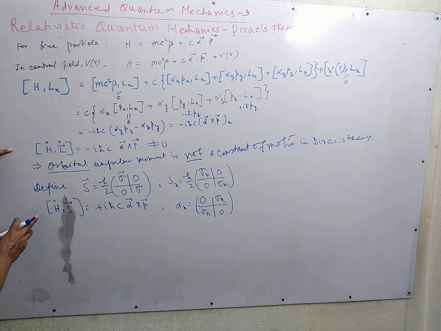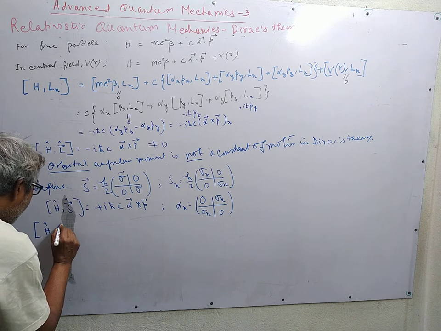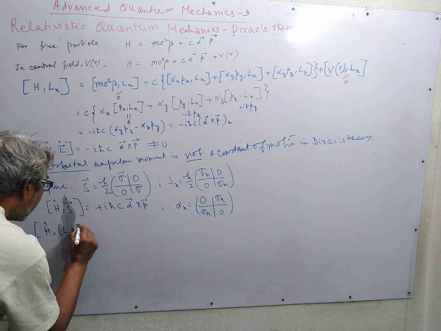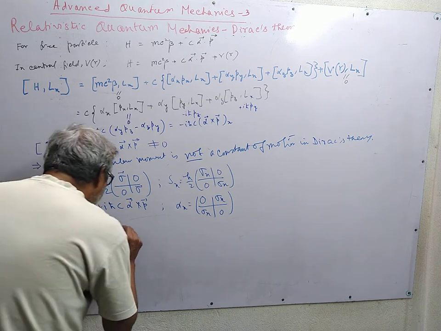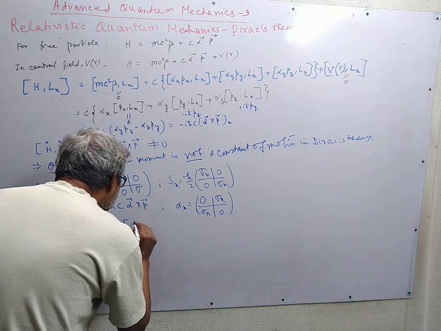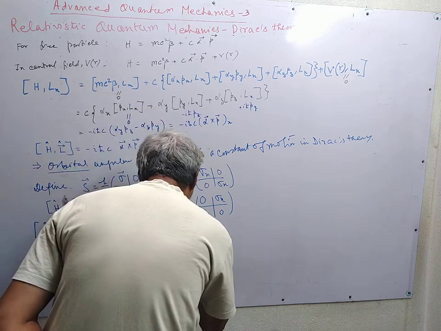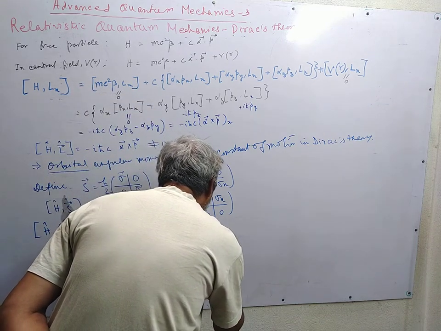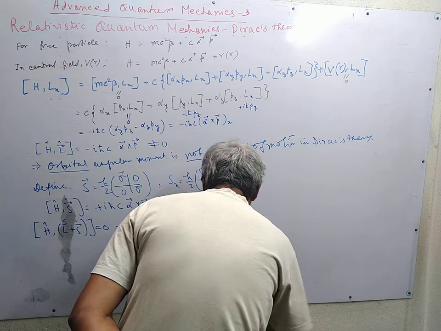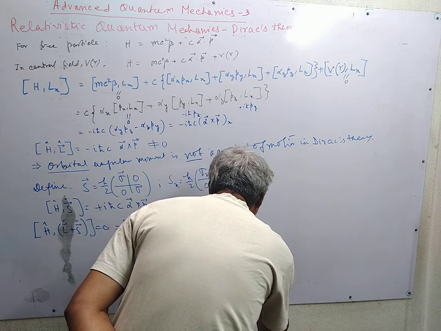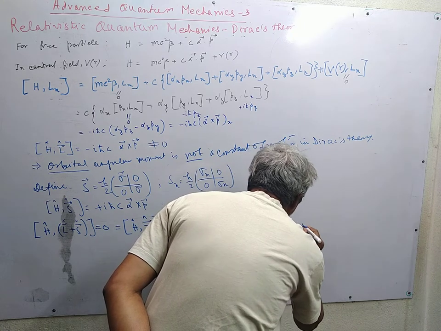So if we consider these two equations, we see that if you define a combined vector L plus S, the commutator of H with it is 0, and we define that the commutator of H with the J vector operator is 0, where J, the vector quantity, is called L plus S and is called the total angular momentum.